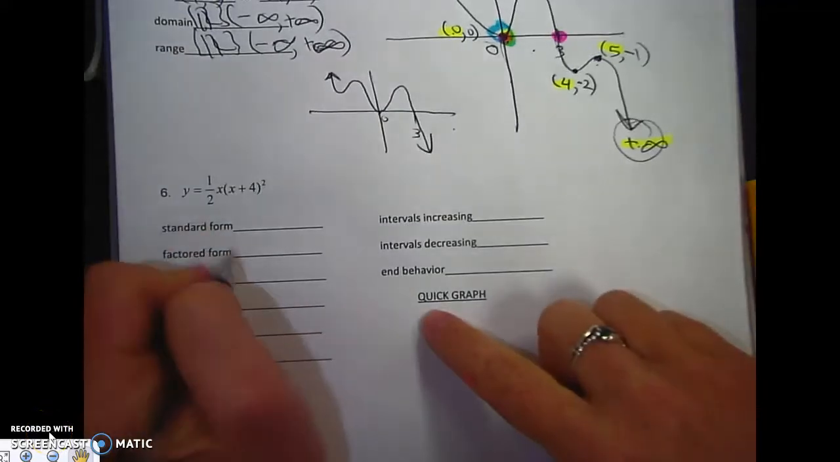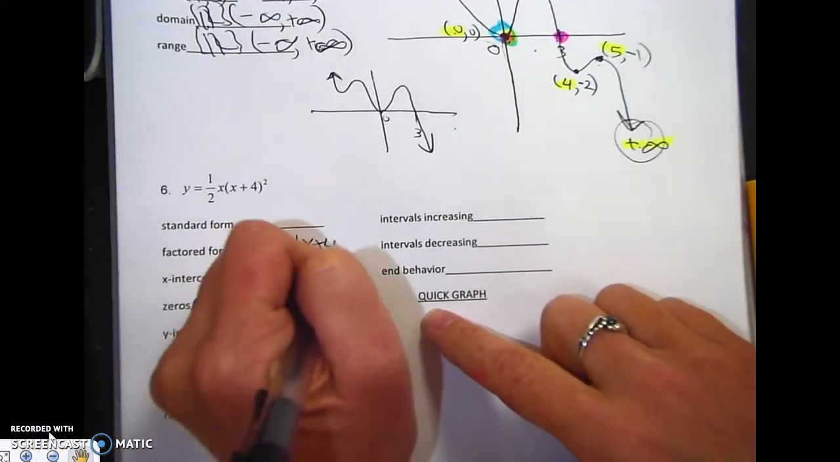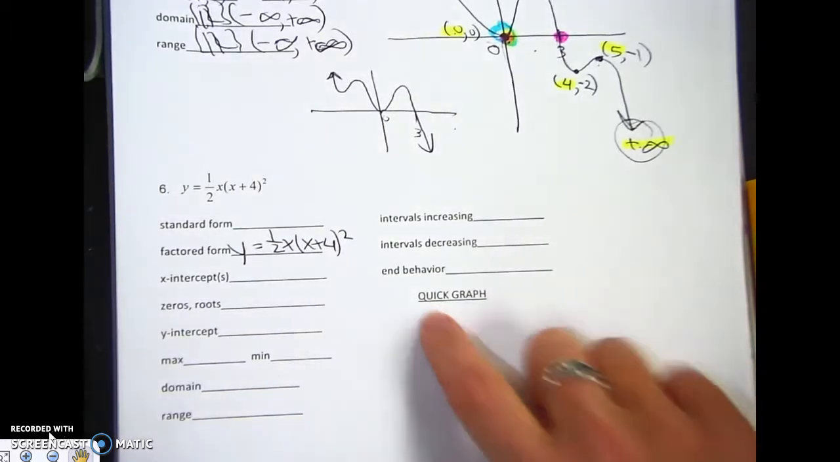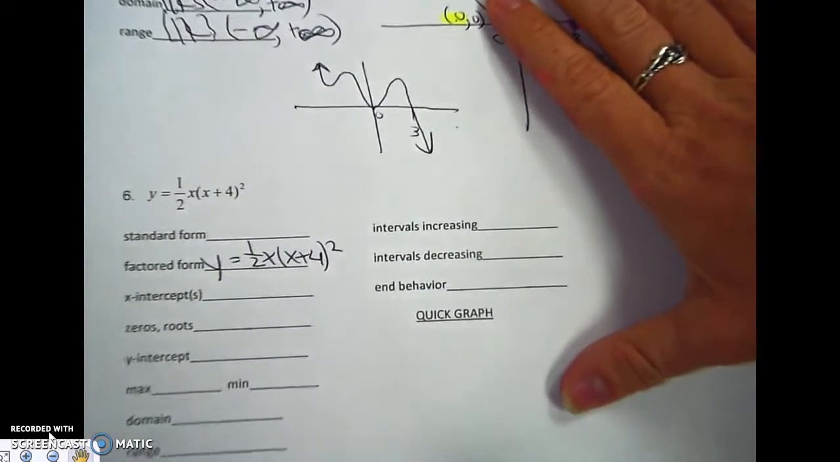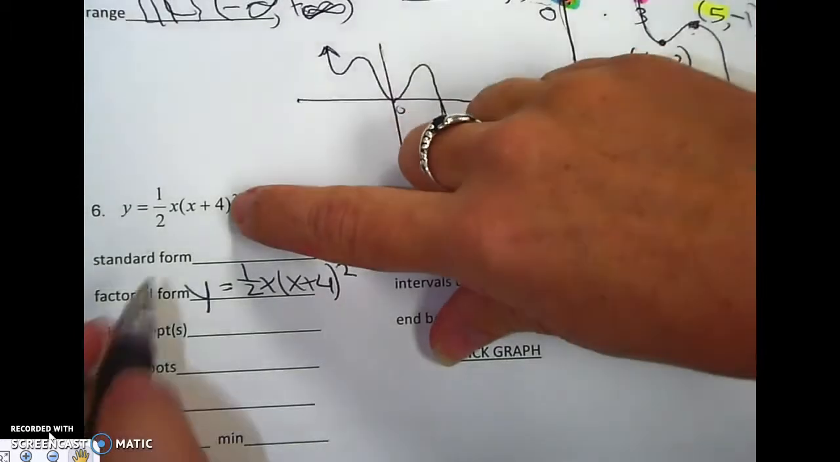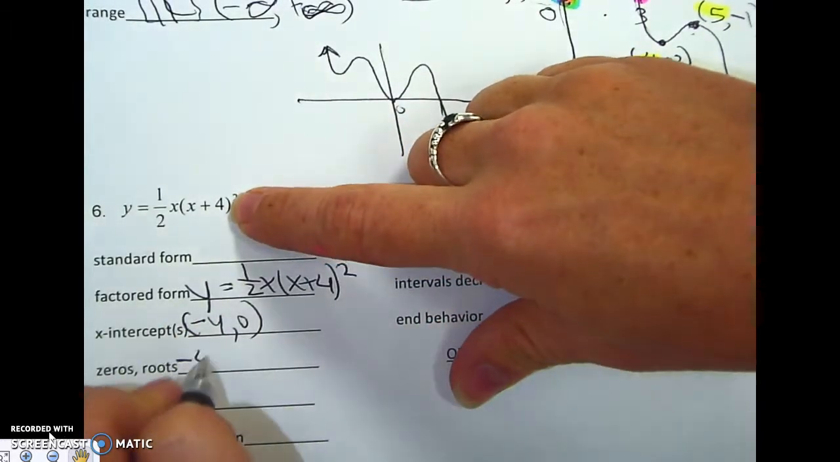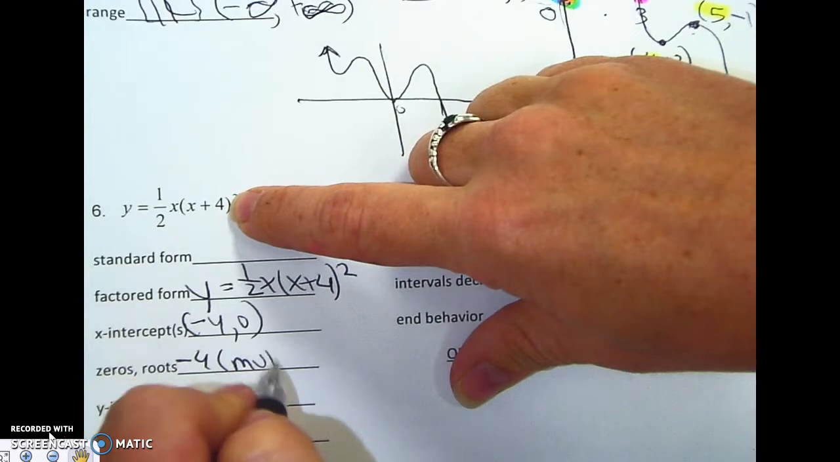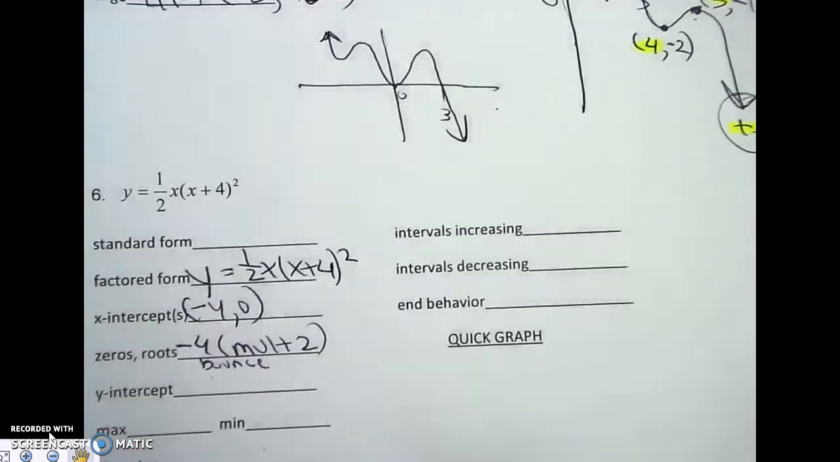So number 6 is already in factored form. That's helpful because that means I can find the x-intercepts. The first x-intercept, let me zoom this in a little bit, that I'm going to do is -4, 0. That means the root is -4 with multiplicity 2, which means there's 2 of them. That's when you're going to have a bounce. So I might put that in parentheses for my own sanity.